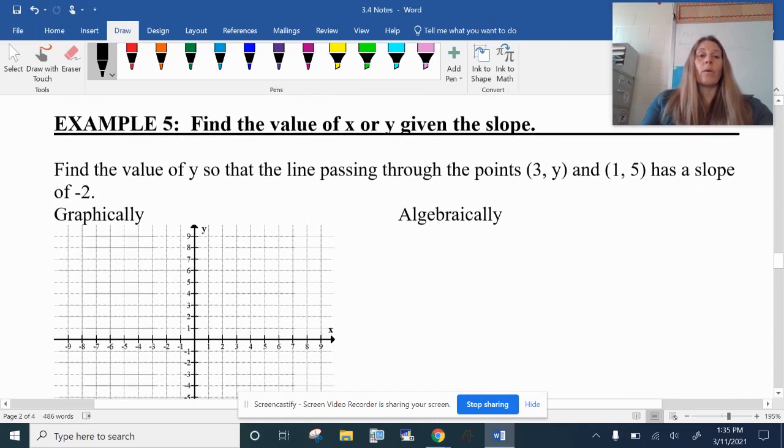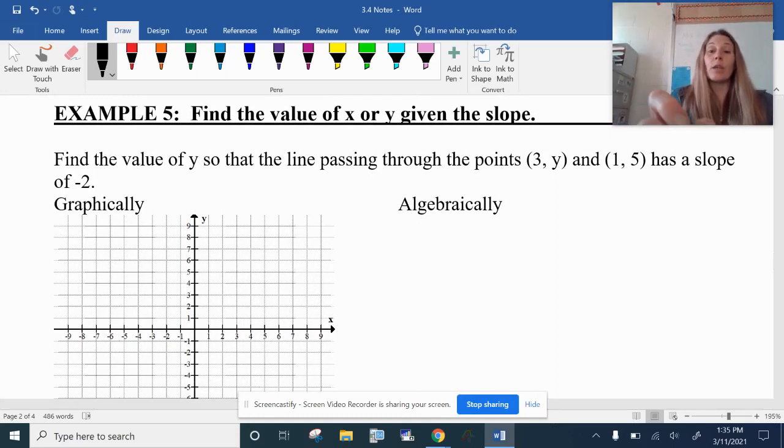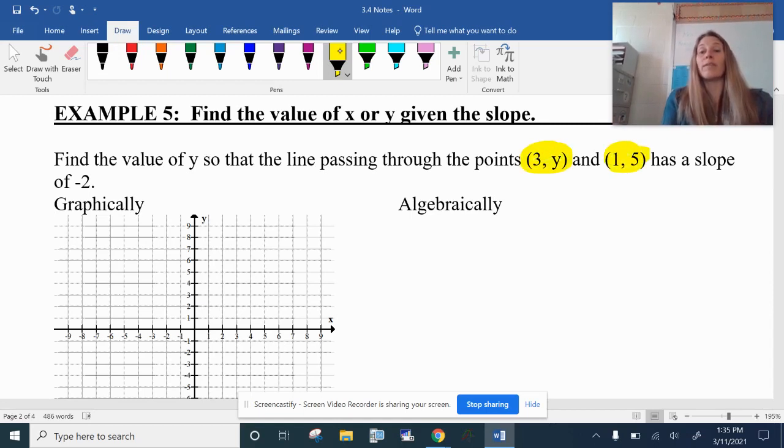Okay, so now going on to example 5, we're going to continue to use the slope formula, but this time we're given the slope and we're given one of the points, and for the other point we're only given half of it, or one of the coordinates of the ordered pair. So find the value of y so that the line passing through the points (3, y) and (1, 5) has a slope of negative 2.